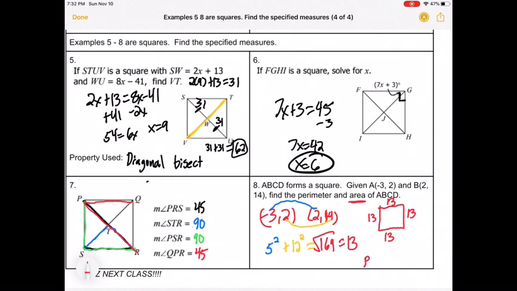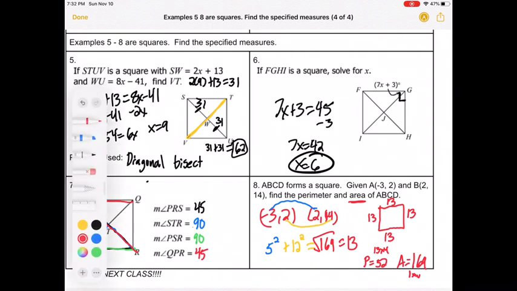So to find perimeter, you add them all up. So 13 times 4, which is 52. To find area, it is length times width. So 13 times 13, which would take us back to 169.